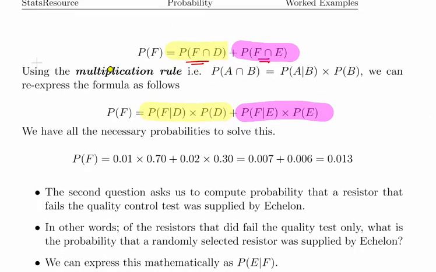Okay, so we're pretty much in the home straight. We actually know all of these values. We know that it's 1% and 70%, 2% and 30%. So that is 0.01, the probability of F given D, and the probability of D is 70%. And likewise, 0.02, the probability of F given E, and the probability of E is 0.30. So a little bit of calculator work, and that is 0.007 plus 0.006, and that gives us 0.013. So 1.3% of the resistors are faulty.